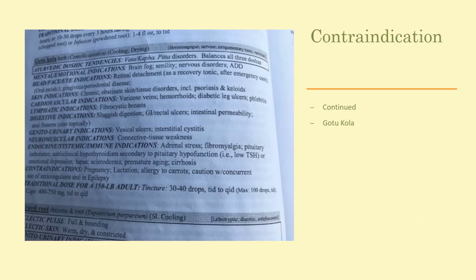Continue with contraindications. We're going to look at another herb, gotu kola. So as we can look at the bottom, and let me see if I can get my trusty highlighter. Great. Right there. Contraindications. So what time should you not use this particular herb? Pregnancy, lactation, if you have an allergy to carrots, and caution with concurrent use of anticoagulants and in epilepsy. So this is for the herb gotu kola.